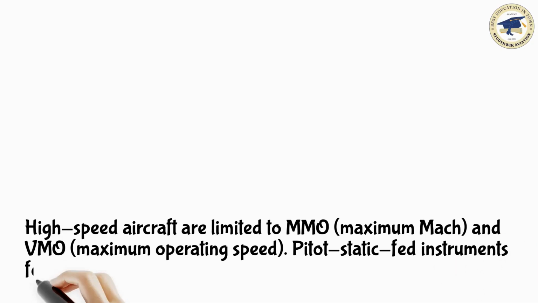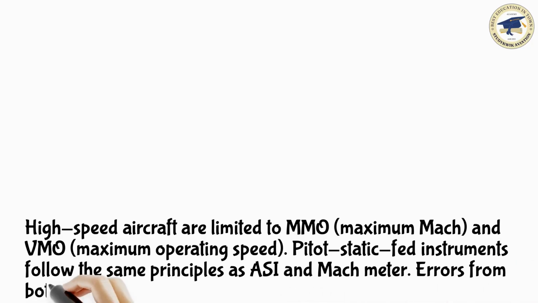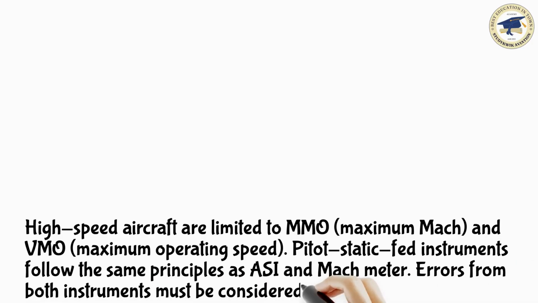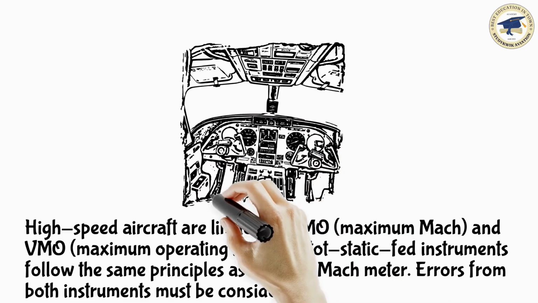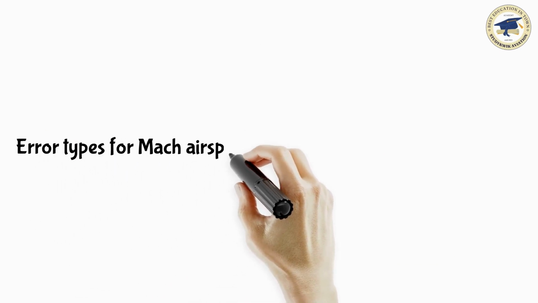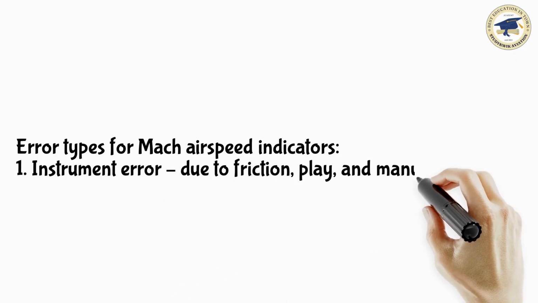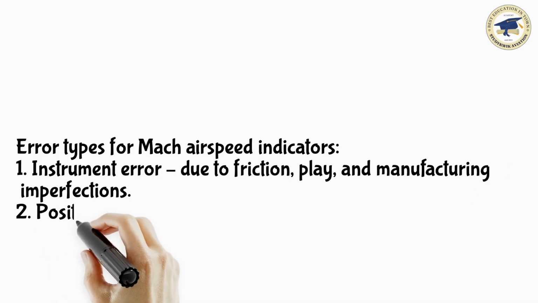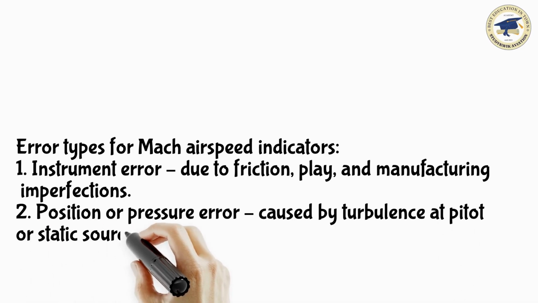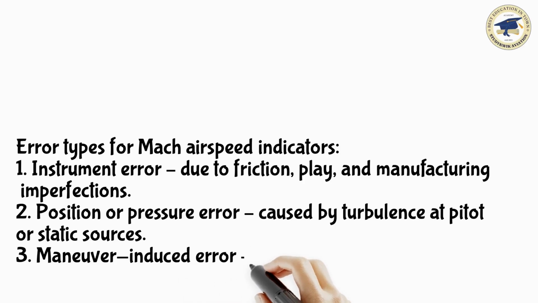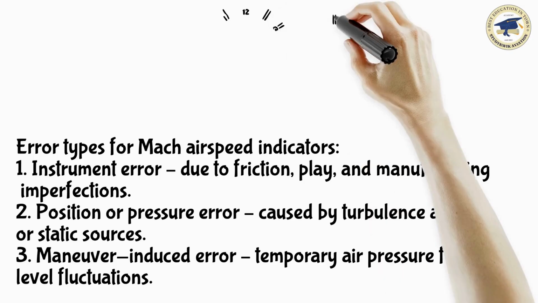Pitot-static fed instruments follow the same principles as the ASI and Mach meter. Errors from both instruments must be considered. Error types for Mach airspeed indicators: 1. Instrument error, due to friction, play, and manufacturing imperfections. 2. Position or pressure error, caused by turbulence at pitot or static sources. 3. Maneuver-induced error, temporary air pressure fluctuations.